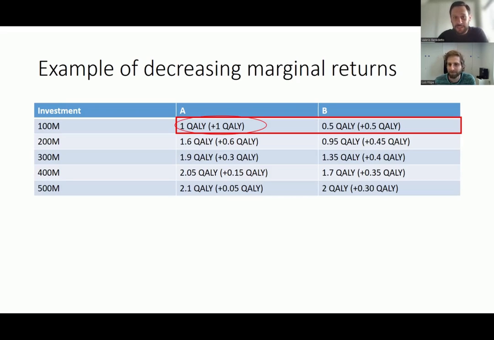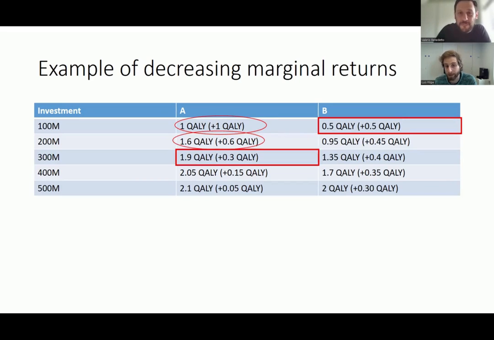And then the second stage, allocate the second 100 million. And again, here we need to compare the qualis we get. So for A, we will get an extra 0.6 qualis. For B, we will get an extra 0.5 qualis, right? So again, it's better to invest in A again.